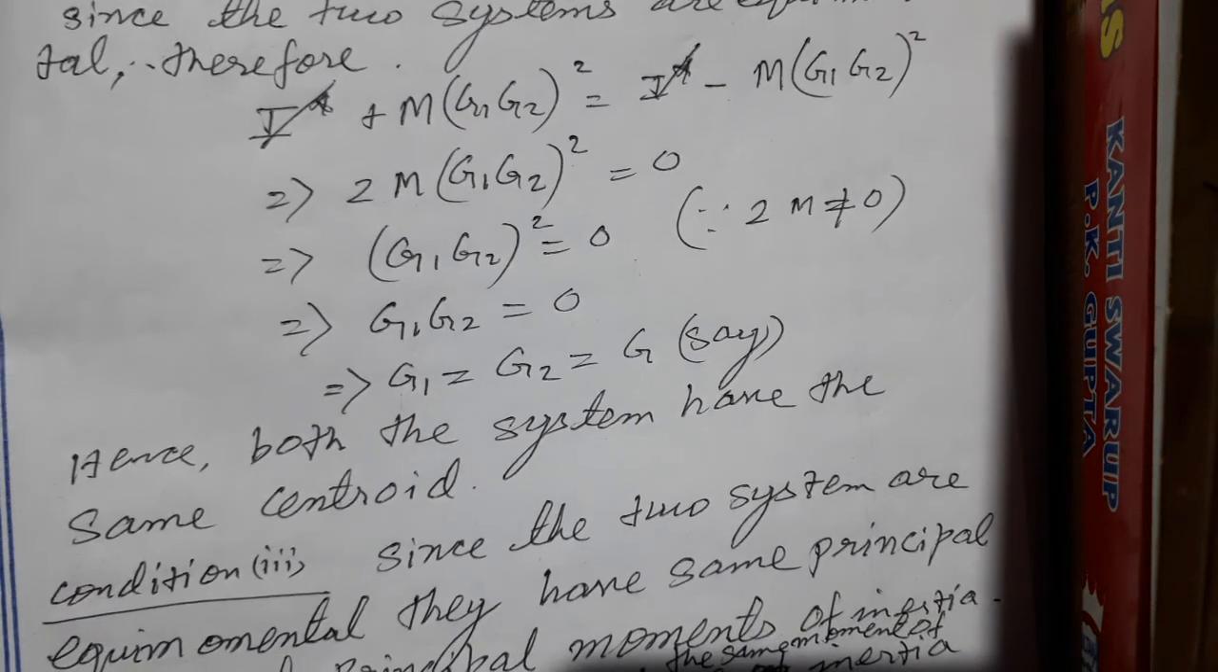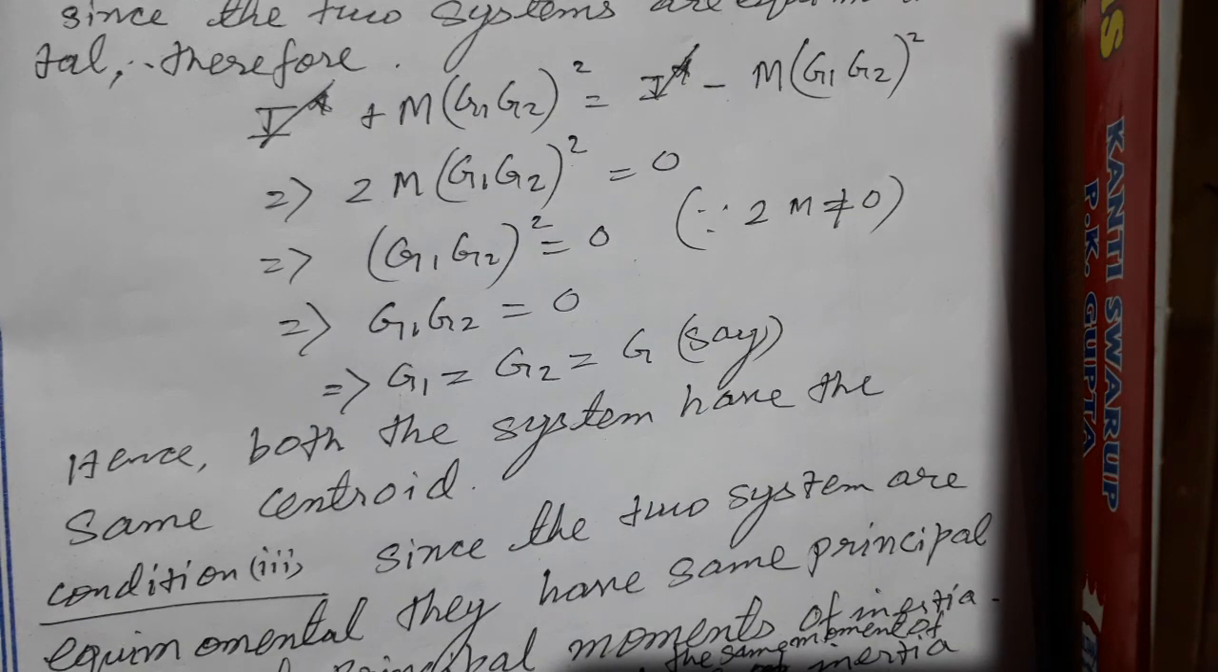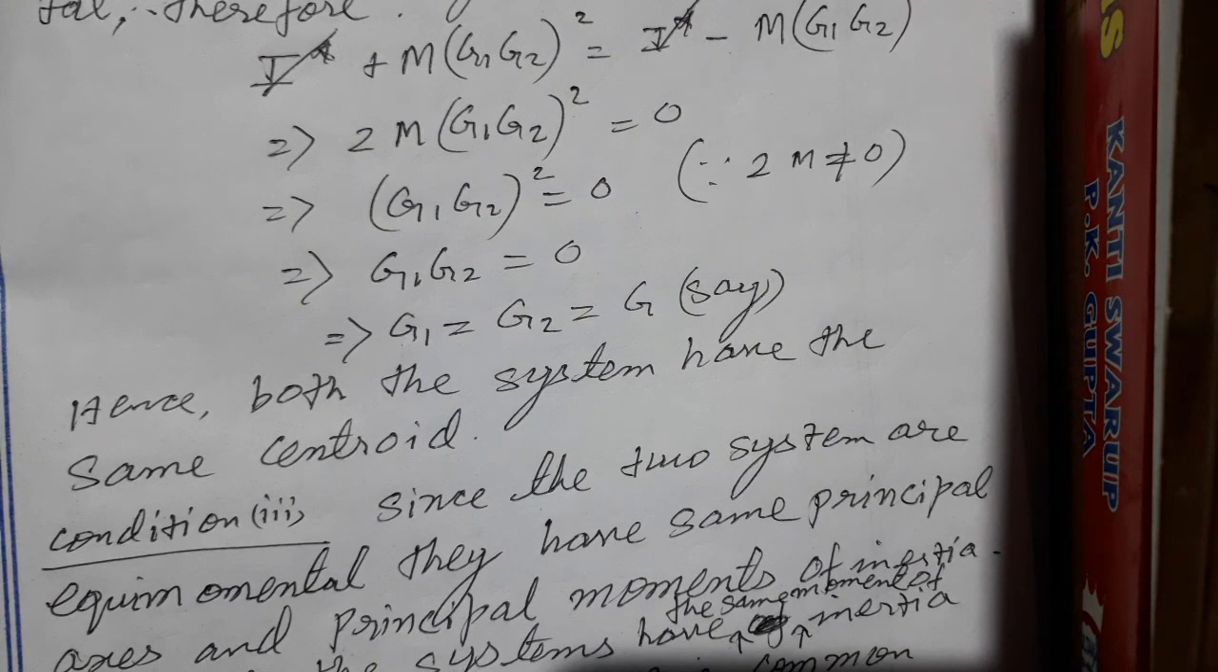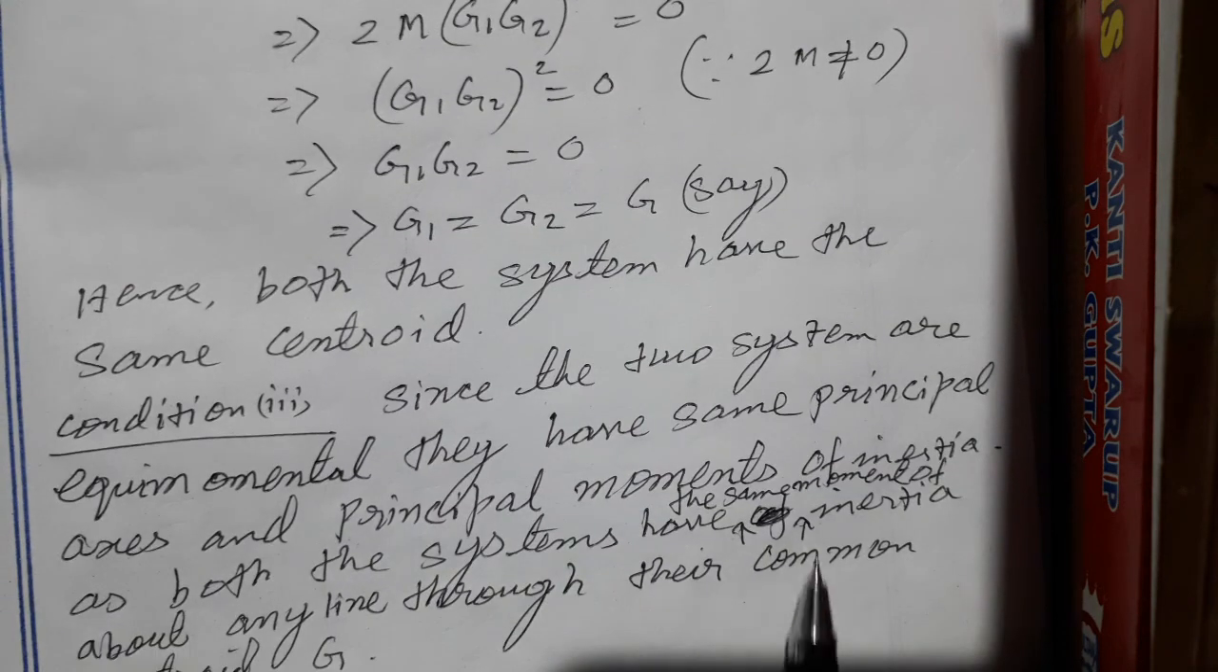So let us prove now condition 3. Condition 3 is that they have the same principal axis and the principal moment of inertia about the centroid. Since the two systems are equimomental, by the definition we can say that they have the same principal axis and the principal moment of inertia.